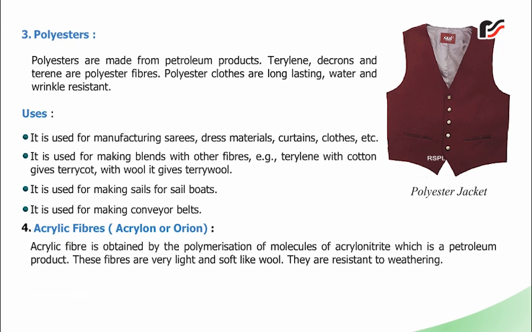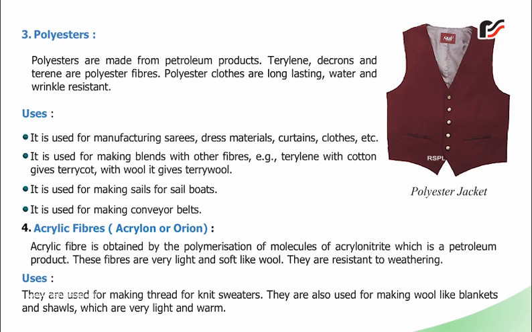These fibers are very light and soft like wool. They are resistant to weathering. Uses: they are used for making thread for knit sweaters. They are also used for making wool-like blankets and shawls, which are very light and warm. Advantages of synthetic fibers: these fibers have a high luster and they do not turn yellow with age.